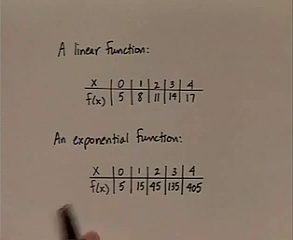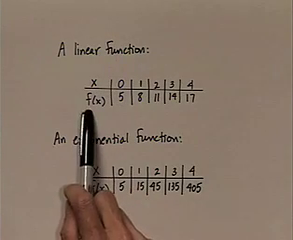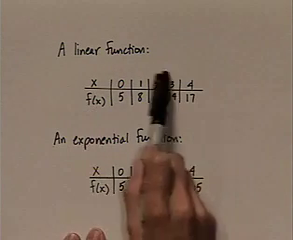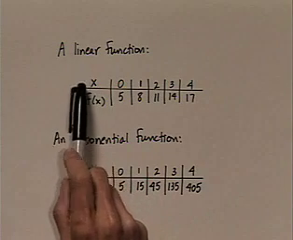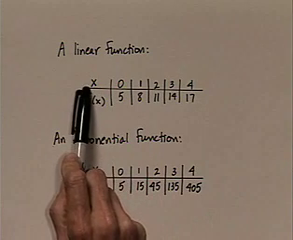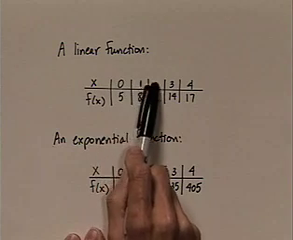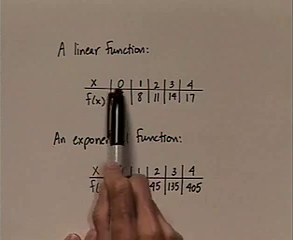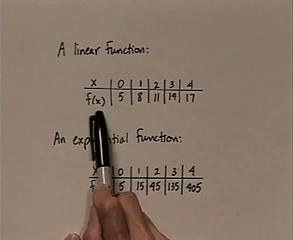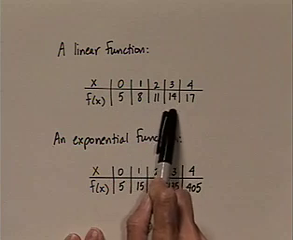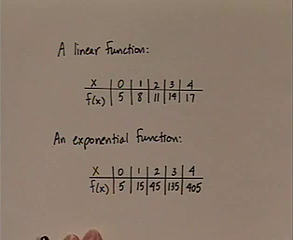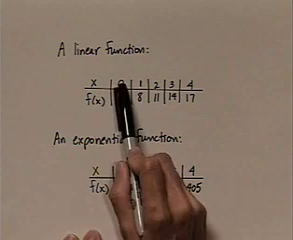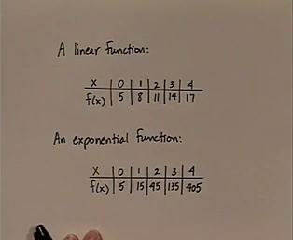Two tables are given. This first table represents a linear function, the second an exponential function. When looking at a table to determine if it's linear, first the x values need to increase by a constant amount. In this case, each x increases by 1. And if, when that is true, the y values or f of x values increase by a constant amount, the table is linear. In this case, the constant increase amount is 3 when the constant increase in x is 1.